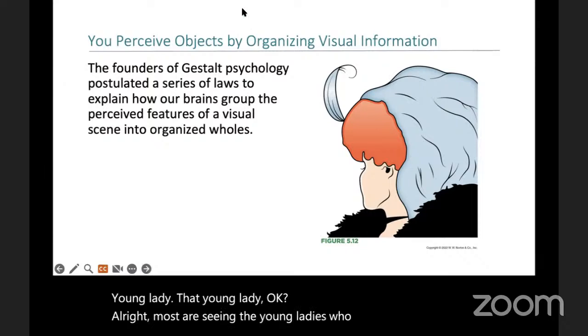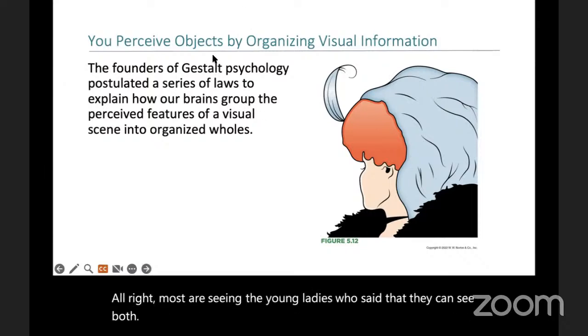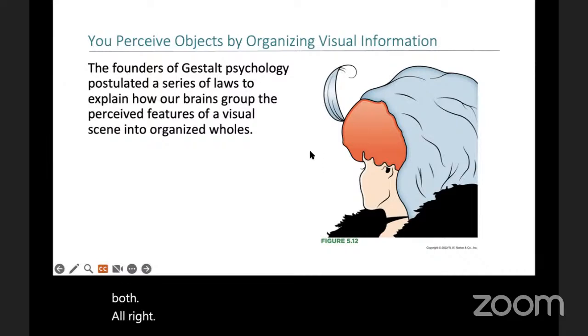Who said that they can see both? Right. I can see both. Okay. So I can see both. Let's see. Where is the old lady? Can someone explain? She's looking down. All right. So where's her?